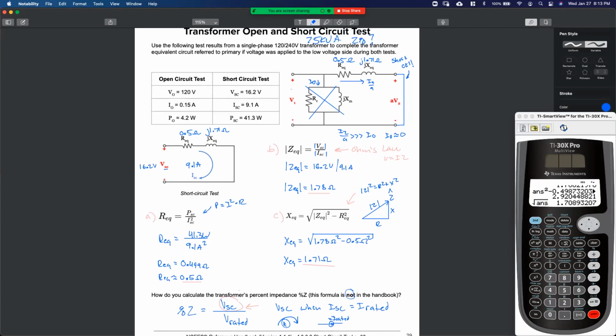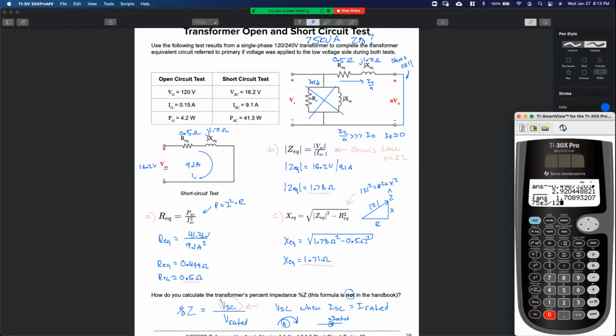If this was a 75 kVA transformer and this is the low side, if voltage was applied to the low side, what's my rated current? It would be 75 e to the 3 divided by 120. My rated current on the primary is 625 amps. Is I short circuit 625 amps? No. I short circuit is 9.1 amps when the applied short circuit voltage is 16.2 volts.